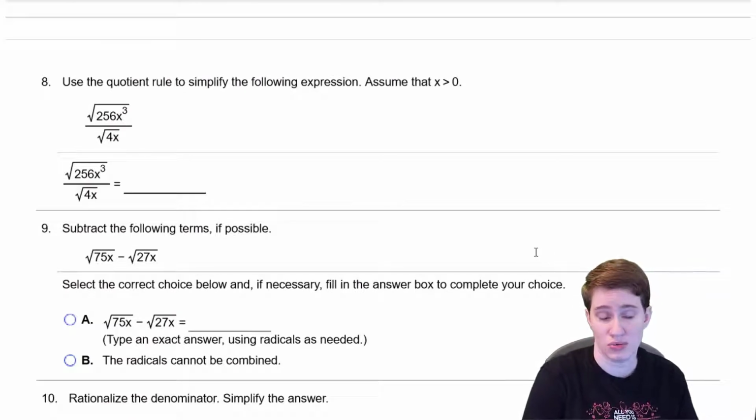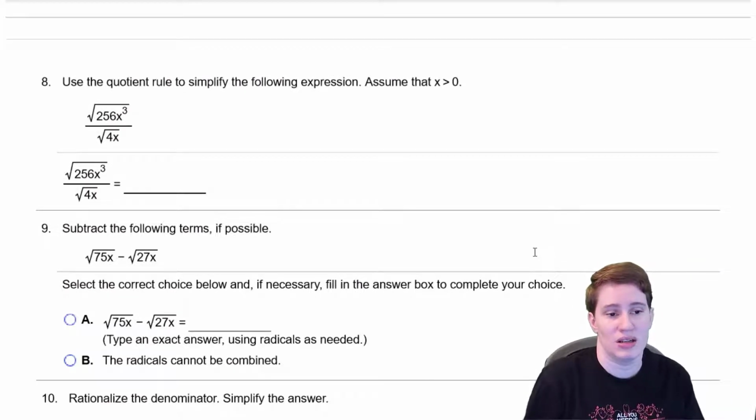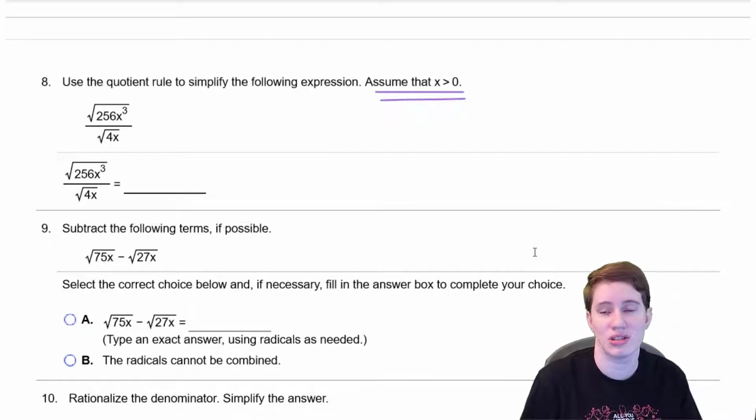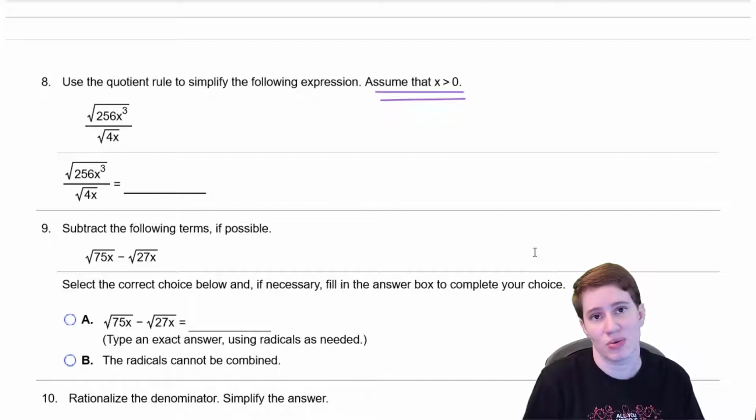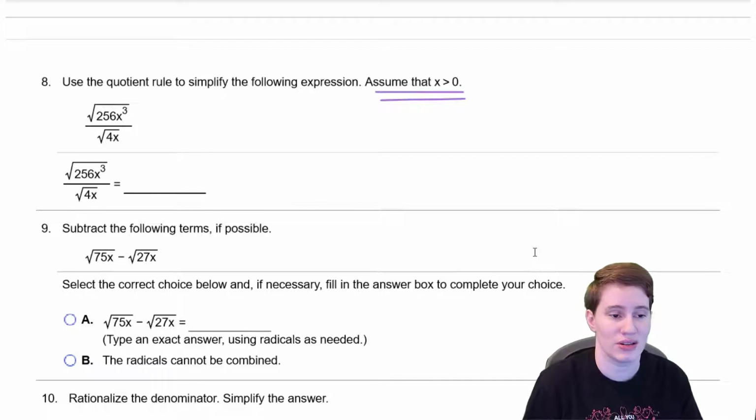This one says use the quotient rule to simplify, and it says assume that x is greater than 0. When you see things like this, it's a mathematician being particular with this problem and wanting to make sure you know that they are not trying to divide by 0. So because there's an x on the bottom, if x did happen to be 0, this problem would not work. And in these types of problems, we very rarely know what x is supposed to be. It's just an exercise in making sure you know how to simplify. And so this is just kind of overkill of saying, no, I'm not trying to divide by 0.